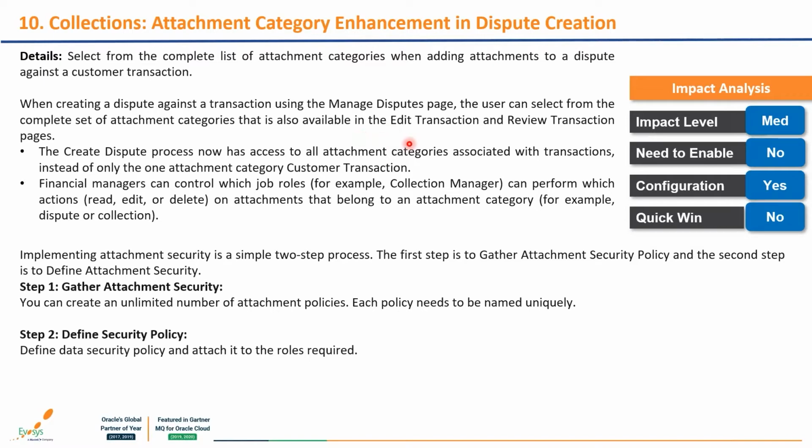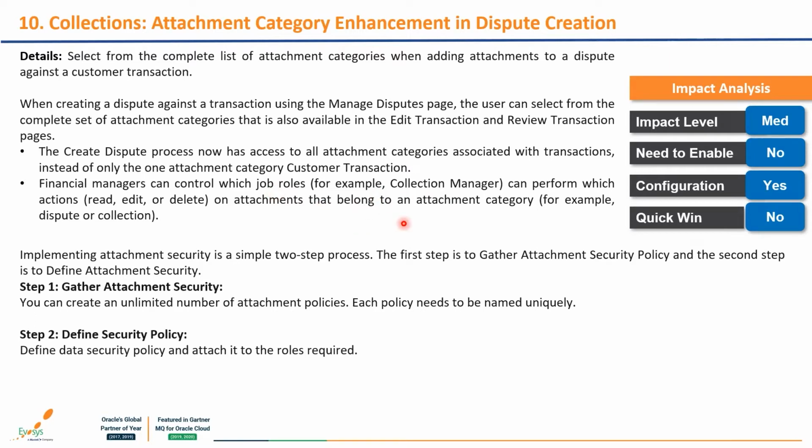Now the finance manager can control how a particular user with a particular role can update, add, delete, or read a particular attachment for a particular attachment category. So all this security configuration can also be done. This security configuration will be a two-step process.